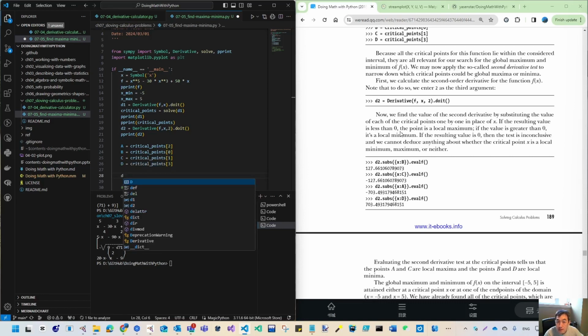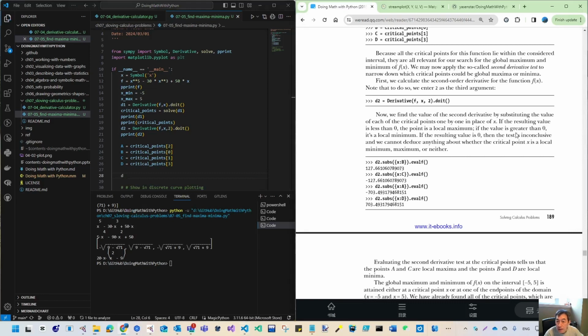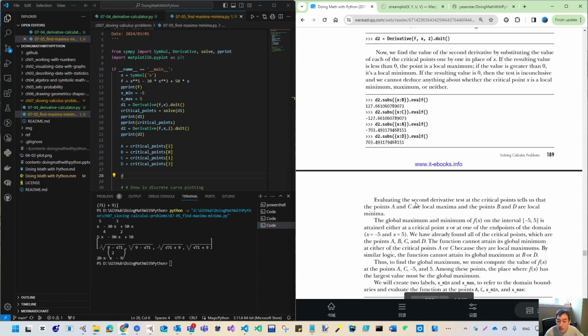If the result is less than 0, the point is a local maximum. And if the result is greater than 0, it is a local minimum. If the result is 0, then the test is inconclusive, and we cannot deduce anything about whether the critical point is a local maximum, a local minimum, or neither. So we're evaluating the second derivative test at the critical points. It tells us that points A and C are the local maxima, and B and D are local minima.